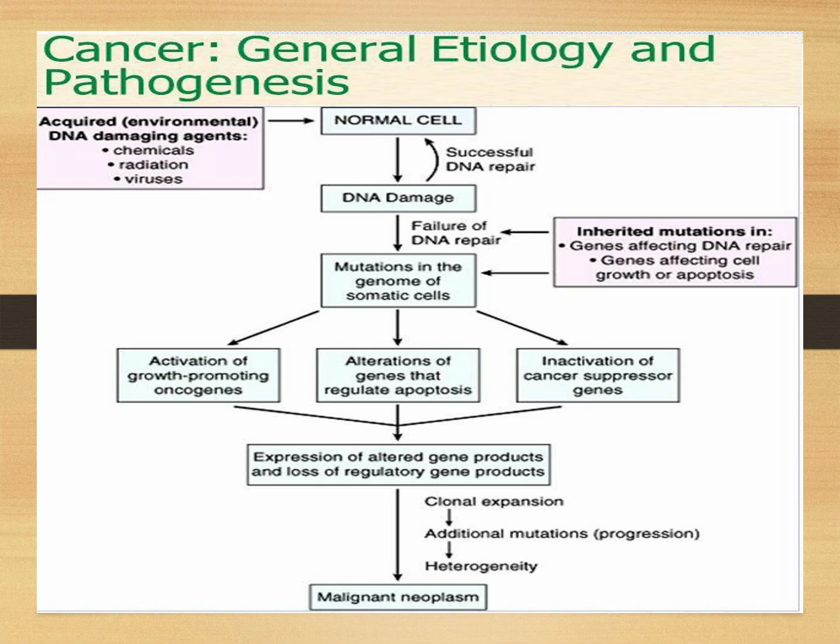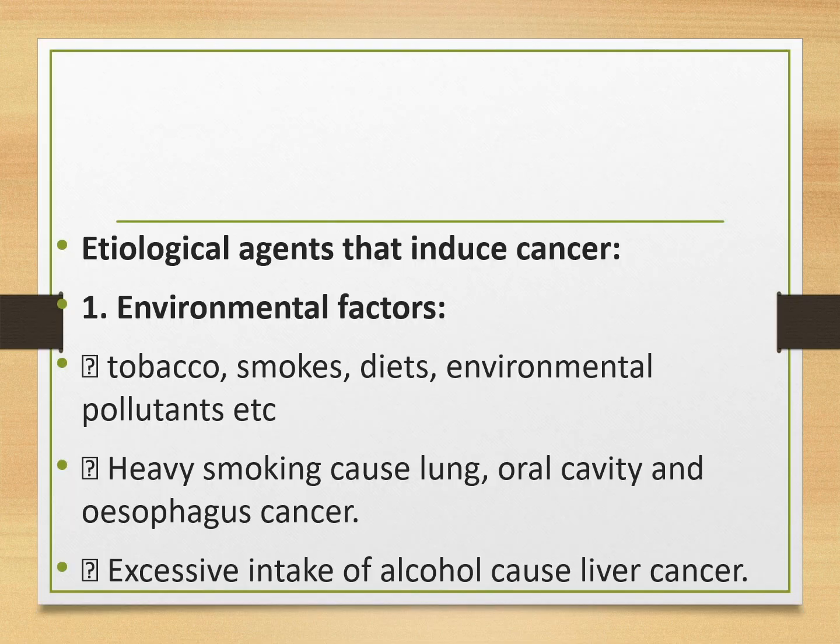Now we will see the detailed etiological factors. These are the etiological agents that induce cancer. One, as we have seen, is environmental factors. It is tobacco smoke, then diets, environmental pollutants, etc. Heavy smoking causes lung, oral cavity and esophagus cancer, and excessive intake of alcohol causes liver cancer.